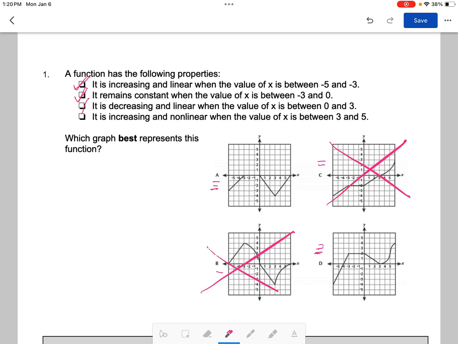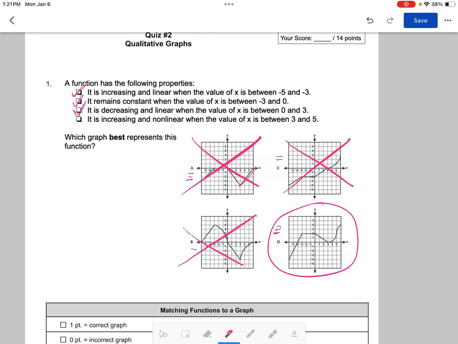The last statement here says it is increasing nonlinear when the value of x is between 3 and 5. Okay, so A is increasing linear, so A is not a possibility. D is increasing nonlinear from the value of x 3 to 5, so our correct graph here is D.